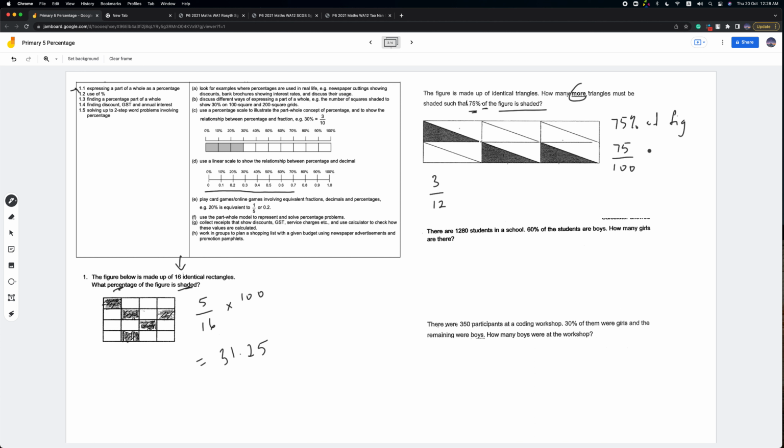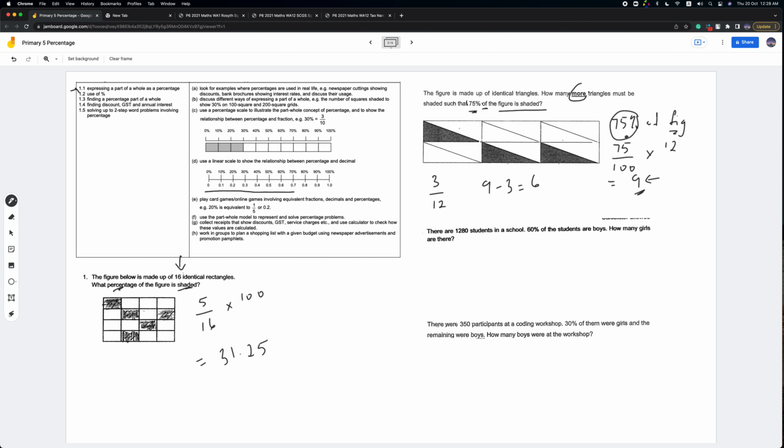Okay, of is multiply, the figure is 12. Okay, the total figure. So we have 75 divided by 100 times 12, that's 9. So if we want 75% of the figure shaded, we need to shade 9. We have 3. So we need how many more? 9 minus 3. We need 6 more. Okay, so basically this is how we solve this question.